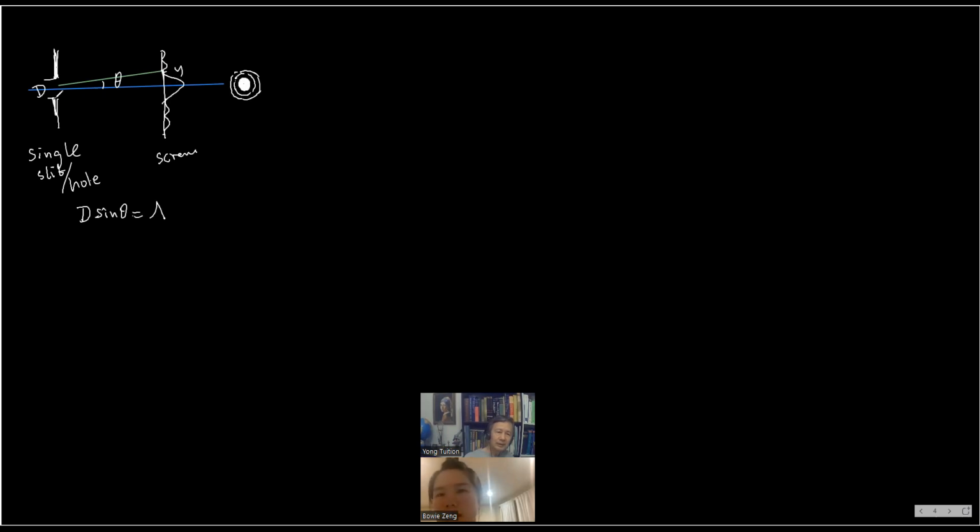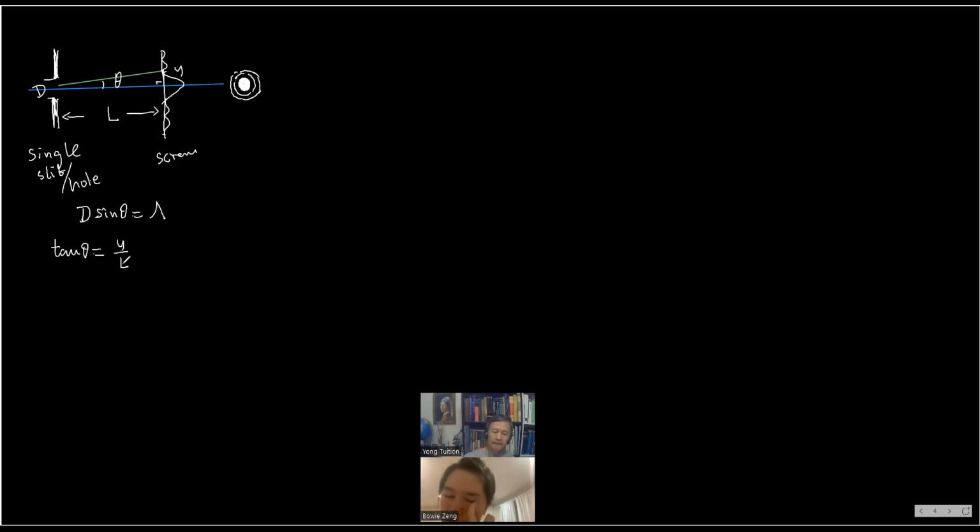Okay, but how does that relate to Y? The Y, yes. Then you use this right angle triangle. Can you see? And you also use a small angle approximation. If this distance is L, they will give you the distance between the slit and the screen. So obviously tan theta is exactly equal to Y divided by L. That's how these two variables are related.